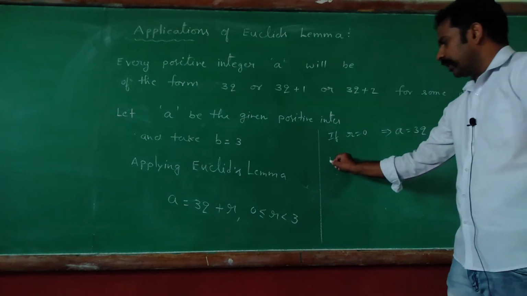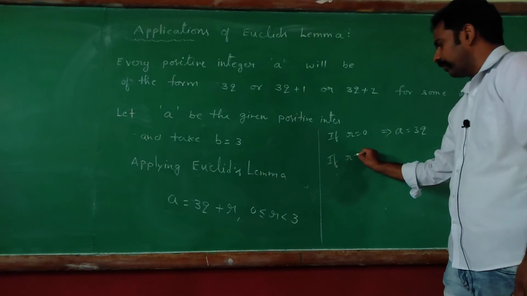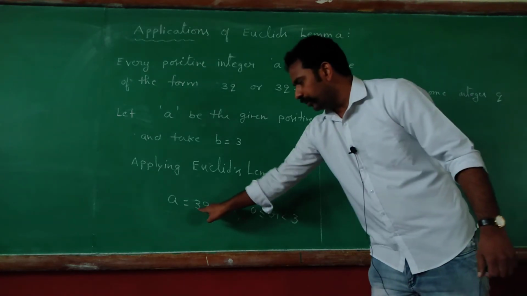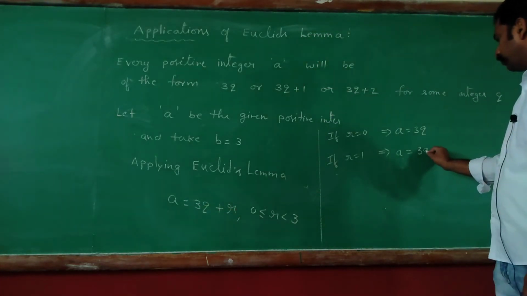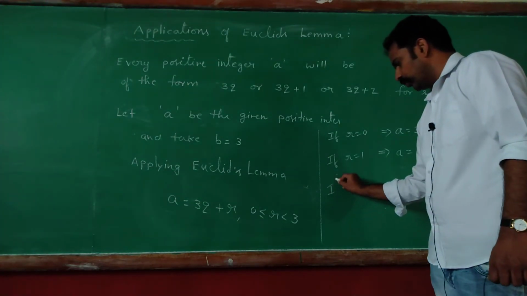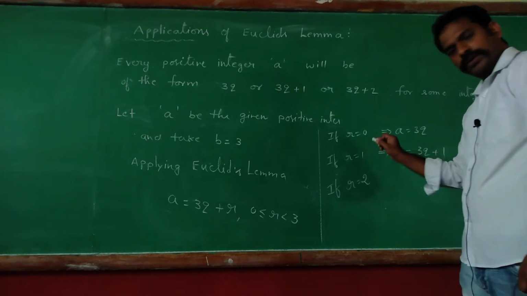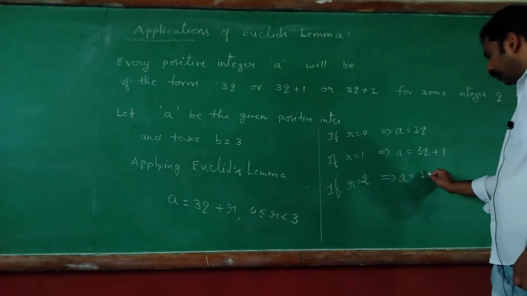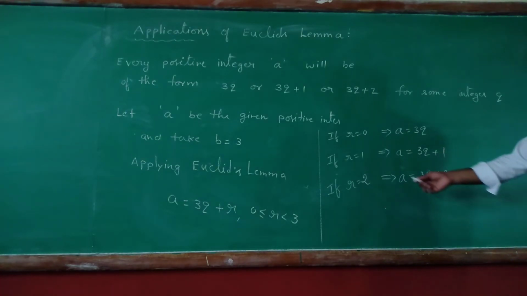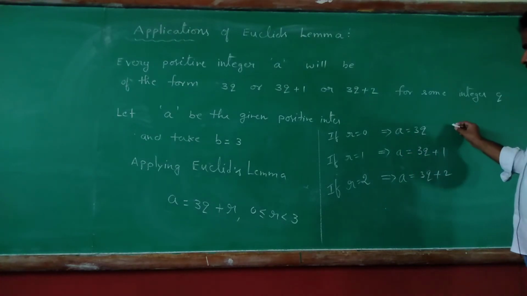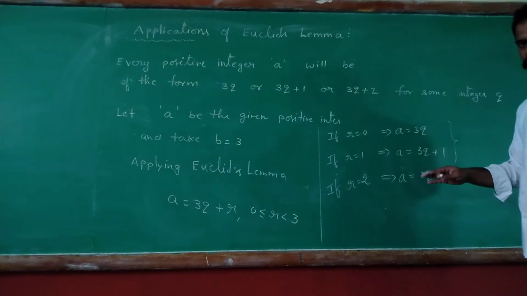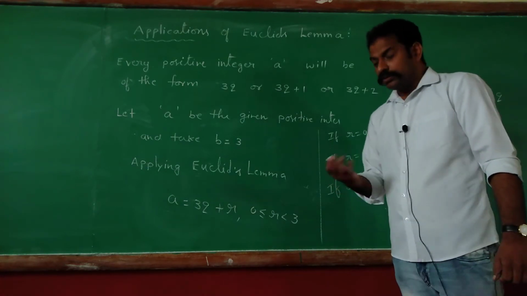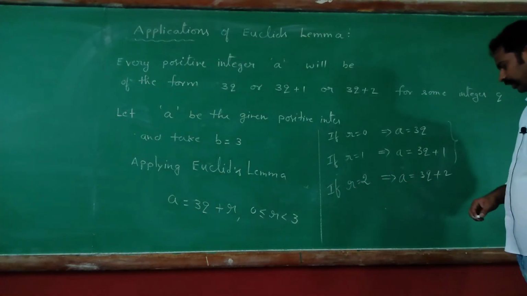Okay, if you took r as 1, r can be 1 also. If r equals 1, then what is the form of a? Then a will take the form 3q plus 1. And if r equals 2, what happens? The form of a will become a equals 3q plus 2. So we can express any positive integer a in any one of these three forms. Not all three forms. Sometimes it can be 3q form, sometimes it can be 3q plus 1 form, or sometimes it can be 3q plus 2 form. So this is the general thing.